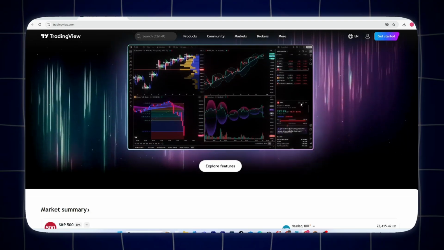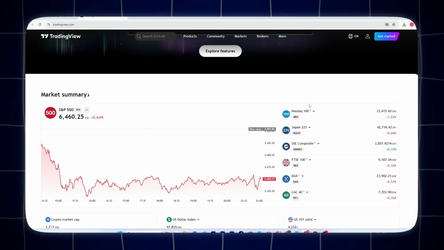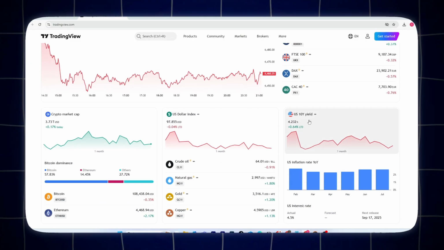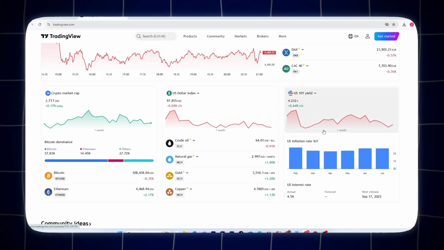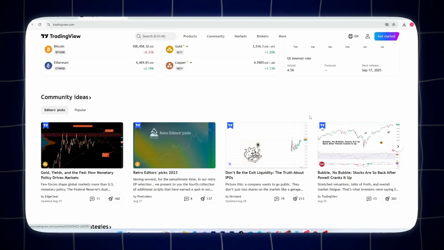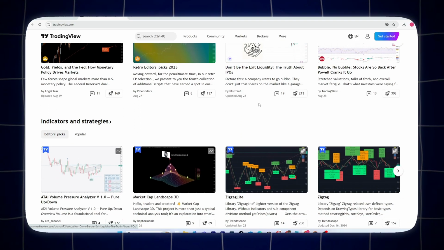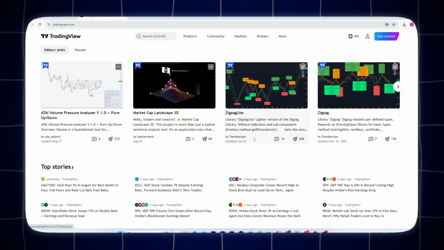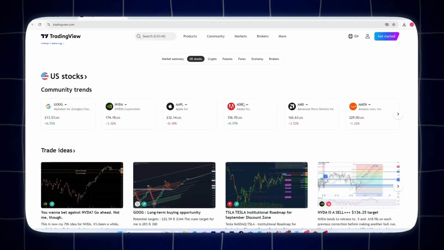TradingView is a charting powerhouse. Most people use it for technical analysis, strategy testing, and building trade ideas. You can connect a broker and place trades through it, but the real strength is in the charts, the indicators, and the huge community that shares setups and strategies. It's basically a hub for traders to learn from each other and refine their skills.